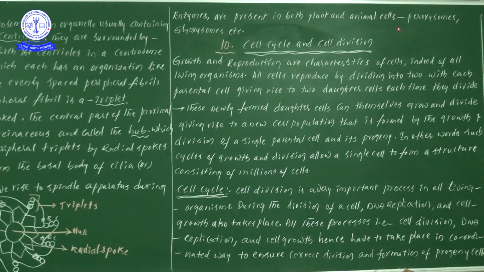For example, peroxisomes and glyoxisomes, though many more can be taken. Why have I taken these two? We will discuss them in the coming chapters, so that's why I have given these two: peroxisomes and glyoxisomes. So this is the small information regarding the chapter Cell: The Unit of Life.